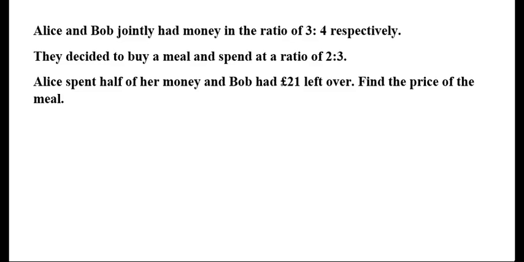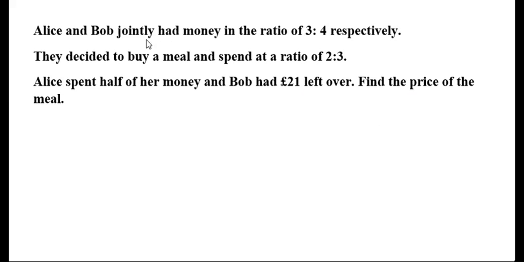Okay, so in this video, let's take a look at another ratio problem. In this question, it says Alice and Bob jointly had money in the ratio of 3 to 4. They decided to buy a meal and spend at a ratio of 2 to 3. Alice spent half of her money and Bob had 21 pounds left. Find the price of the meal.